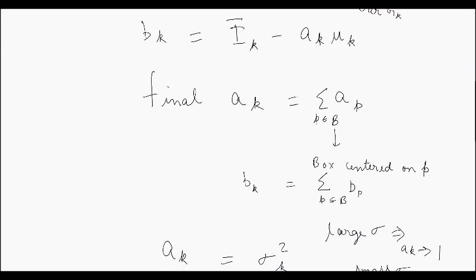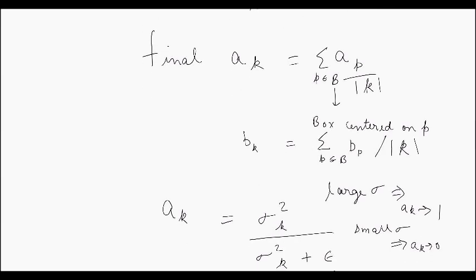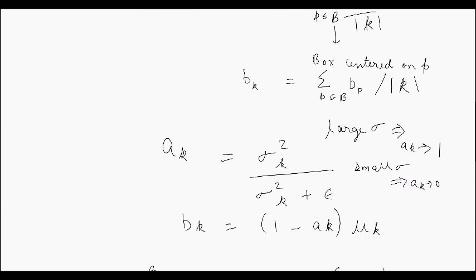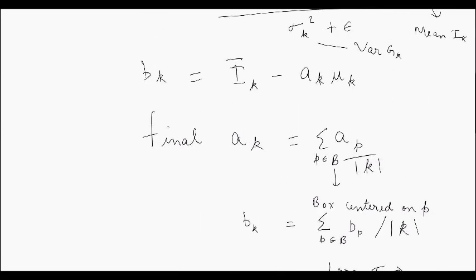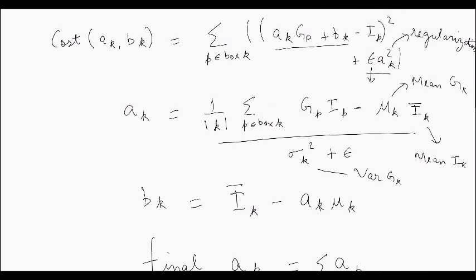The final A will turn out to be an average of all the A constants within the box K, and final B will turn out to be an average of all the B constants within the box K. Now let's take a look at what the equations will tell us when the guidance and the input images are the same. If the guidance and the input images are the same, then G and I are the same, and mean G_K is also equal to mean I_K.